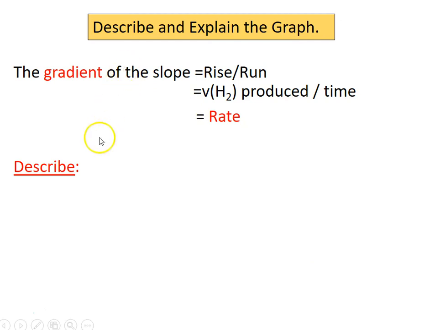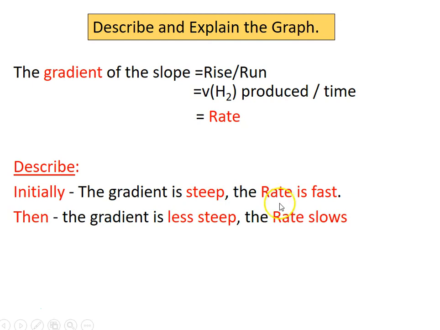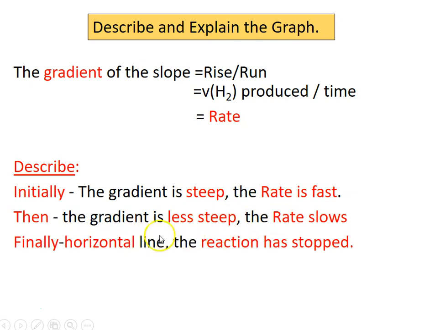So if you were describing the graph, you just describe what it looks like. So the gradient. So initially is a great word if you're describing something. You want at the beginning. The gradient is steep, so the rate's fast. Then the gradient is less steep, so the rate slows, and finally you've got a horizontal line, the reaction has stopped. So really the descriptions are the steepness of the graph.